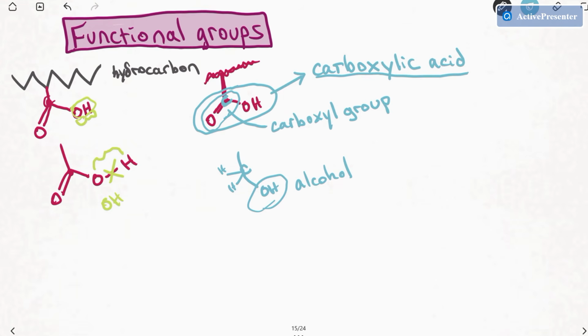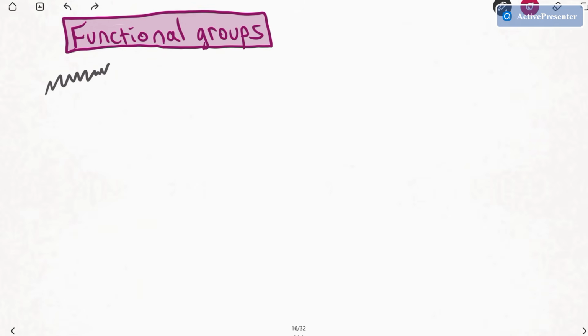And if it's just an OH, that's going to be an alcohol. So what makes it not an alcohol and instead a carboxylic acid is this carboxyl group that's also attached to the exact same carbon the OH is attached to. So if it has just an OH, it's an alcohol. But if it has an OH and the carbon the OH is attached to is double bonded to another oxygen, then that is a carboxylic acid. And the carbon with the double bond to the oxygen, which is what makes it a carboxylic acid, is the carboxyl group. Make sense?